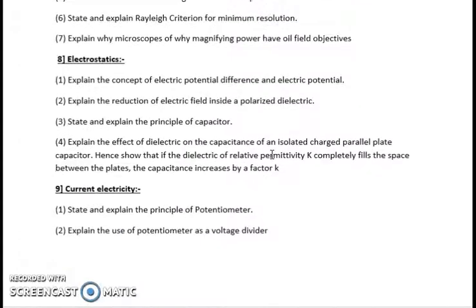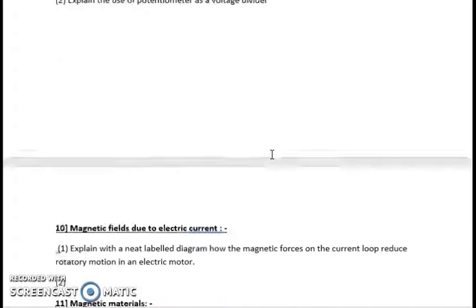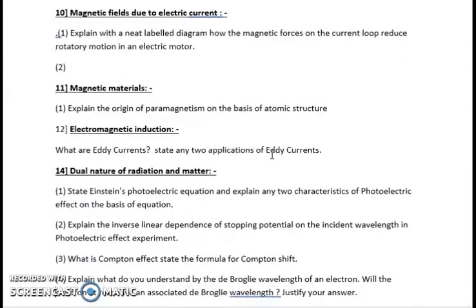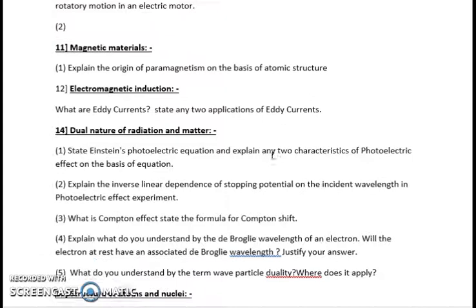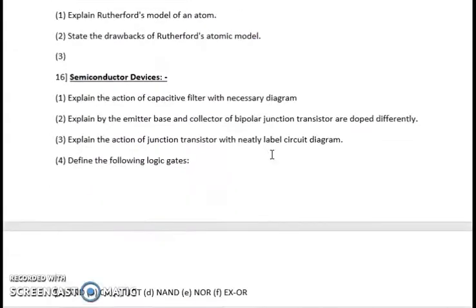Then you have some questions on electrostatics and current electricity. After that, some questions based on magnetic fields, magnetic materials, electromagnetic induction, dual nature of radiation and matter, structure of atoms and nuclei, semiconductor devices. These are the different logic gates like AND, OR, NOT, NAND, NOR, XOR.